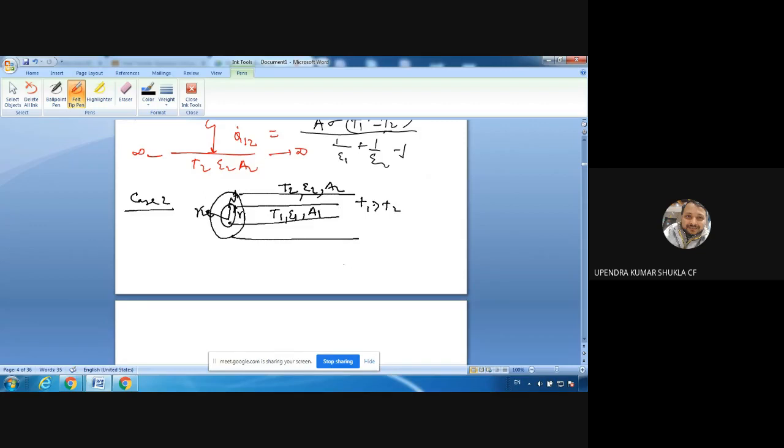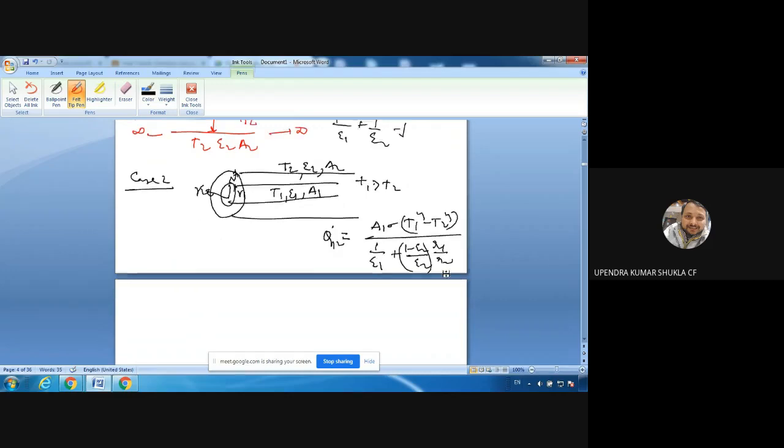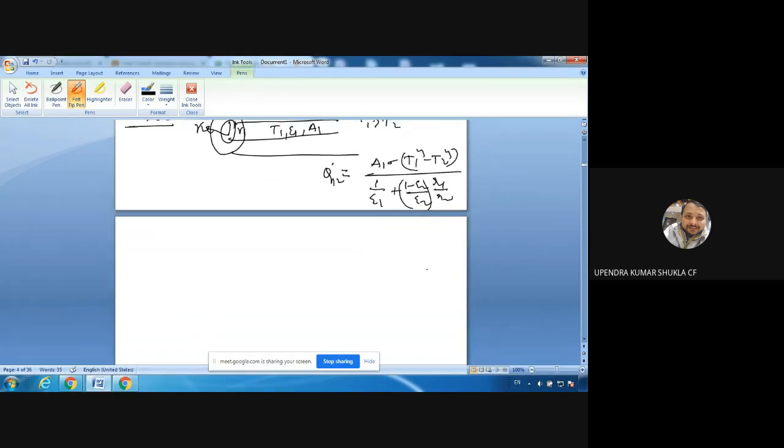So how will you find the result? I am writing the result right here. A1 sigma (T1 to the power 4 minus T2 to the power 4) divided by 1 upon epsilon 1 plus (1 minus epsilon 2) divided by epsilon 2, times the ratio R1 by R2. This is what you get in the case of two infinitely long parallel cylinders.